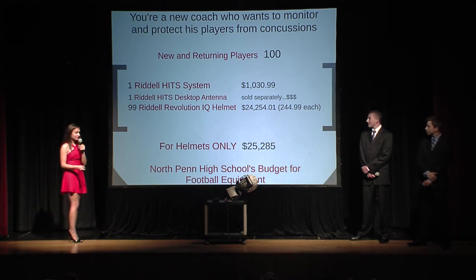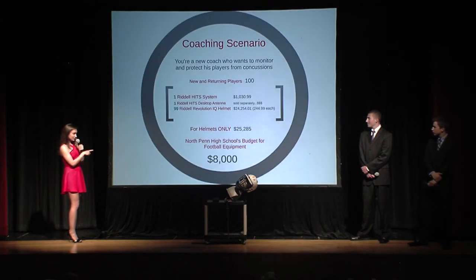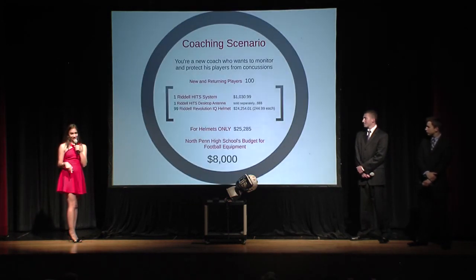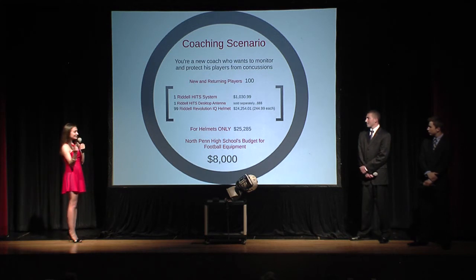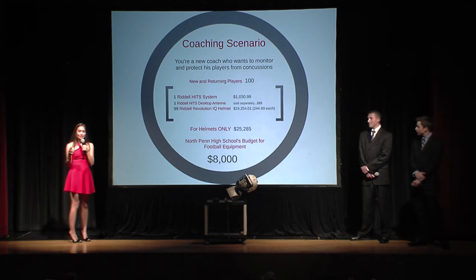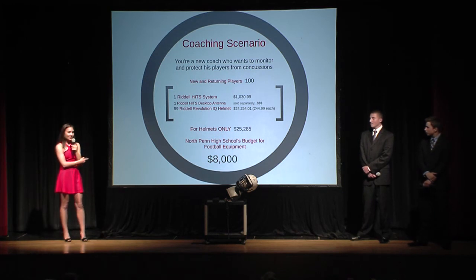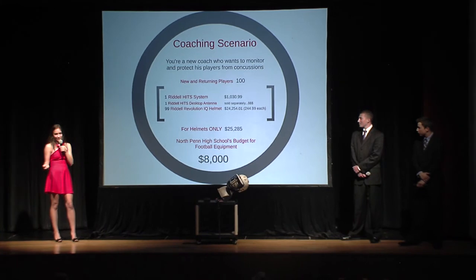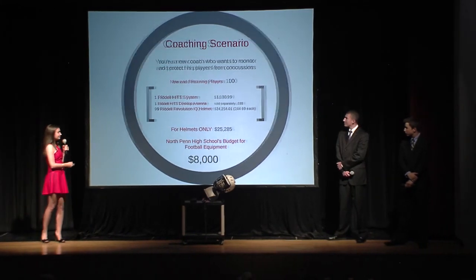To give you a little perspective on what high schools can afford, our North Bend High School's budget for football equipment is only $8,000. That's not a lot at all. So high schools like these, or our upcoming team that wants to use this monitoring technology to monitor concussions, won't be able to because it's just too expensive.